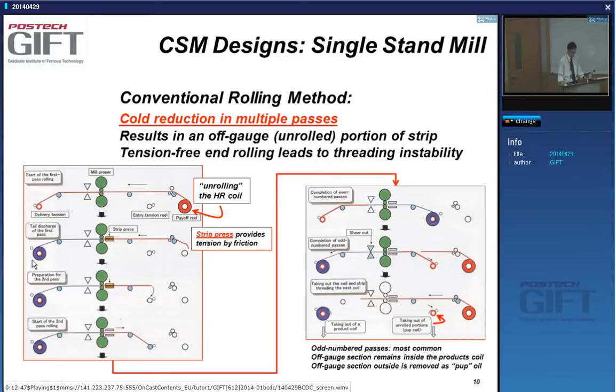So this is the first pass, this is the second pass, yes? Okay, so you can do even number passes or uneven number of passes, okay? So if you do an even number of passes, one, two, the coil ends up here. You have to unload it from here. Or if you do an uneven, odd number of passes, the coil will be here. Yes? Okay.